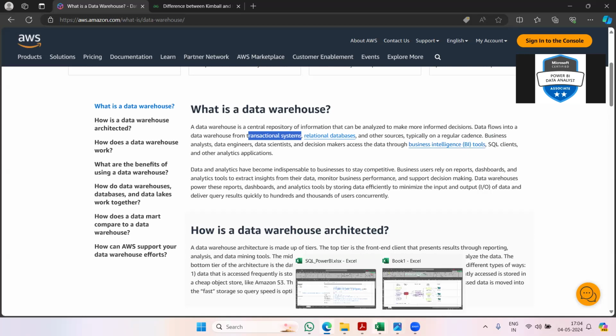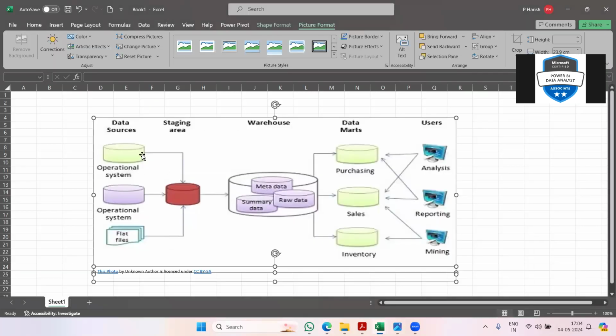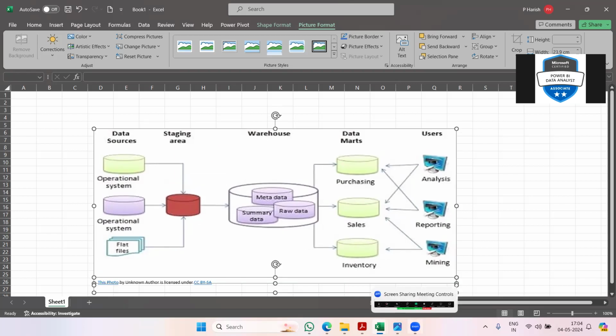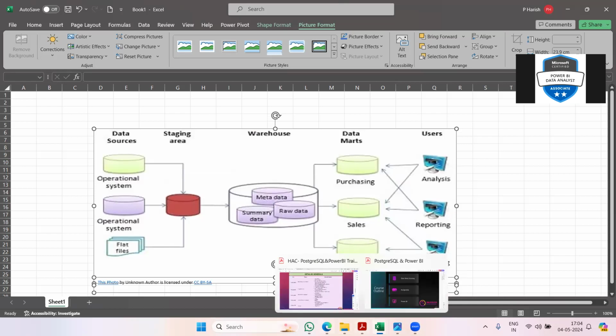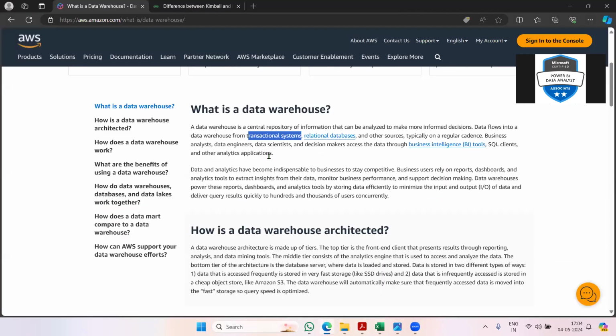If you see this diagram, right? So operational systems or transactional systems. Why are we terming it a transactional system? I'm going to explain that one. Let me complete this first, right?